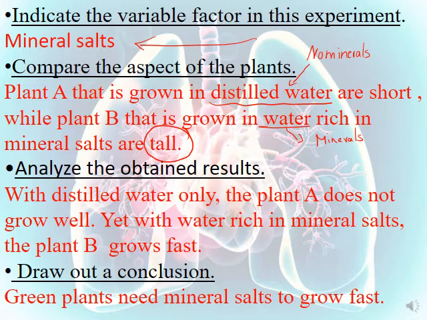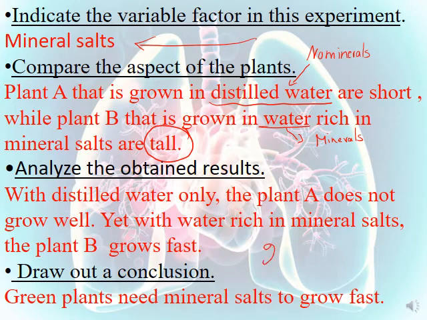It's okay. Analyze the obtained results. So with distilled water only, plant A does not grow well. Yet, with the water that is rich in mineral salts, plant B grows fast. So here you have to draw out a conclusion. So the conclusion here is what? Green plants, they need what? They need mineral salts in order to grow well and to grow fast. So this is the conclusion for this experiment.